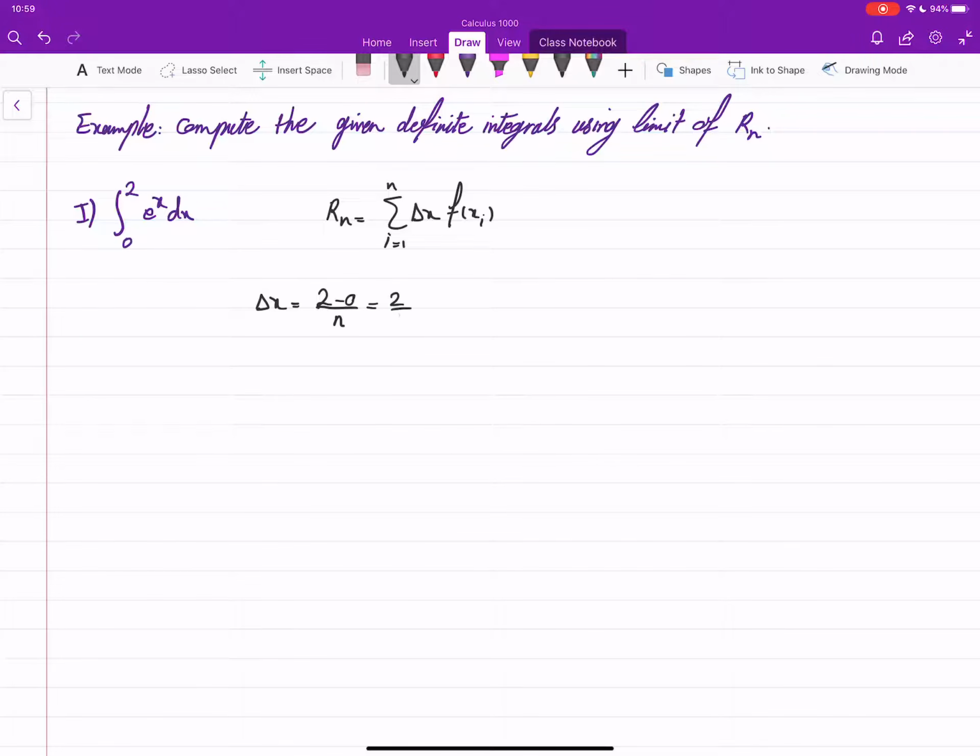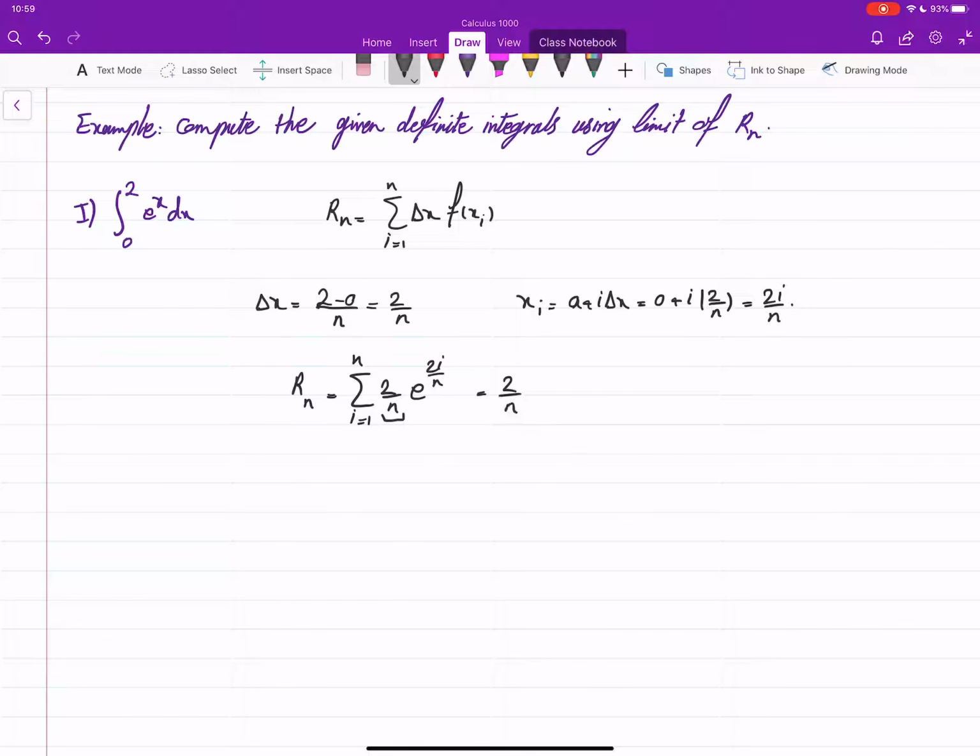So delta x is 2 over n. And xi is going to be a plus i delta x, which is going to be 0 plus i times 2 over n, and this is 2i over n. Then we can form a sum. The sum is going to be 2 over n times e to the power 2i over n, i going from 1 to n. This is Rn.